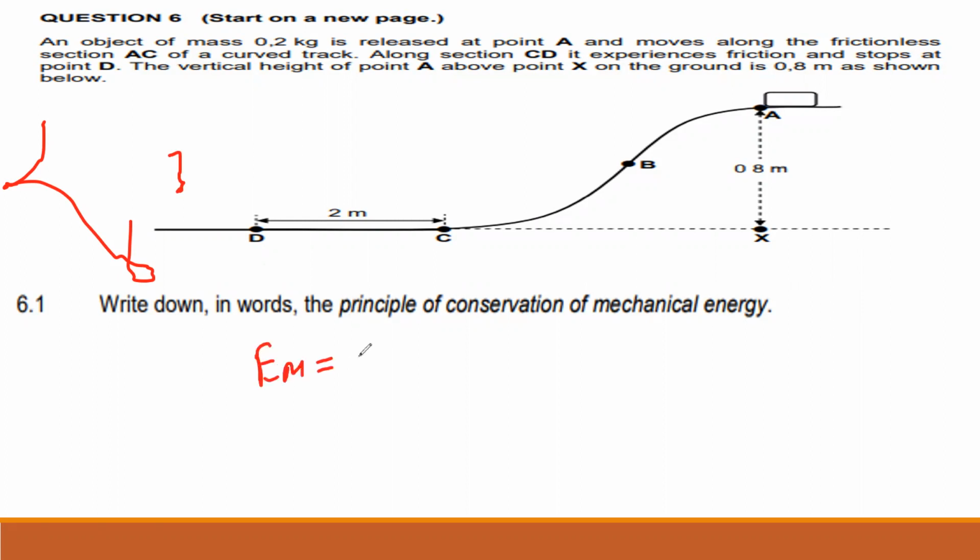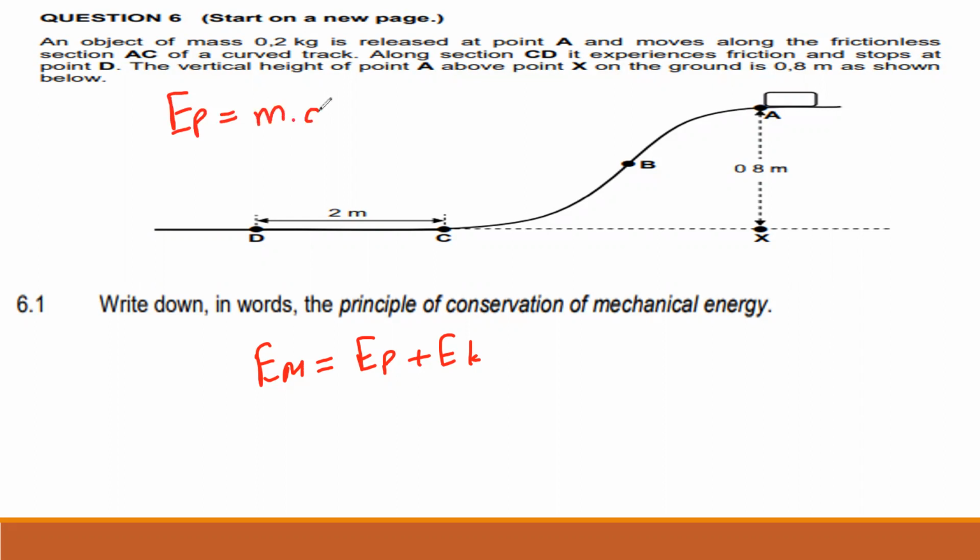EM equals EP plus EK. What is EP, people? EP is potential energy, stored energy, energy of position also we can say. The formula of EP is mgh. They don't ask you the formula for now, just let's explain and then we can answer 6.1. EP equals energy of position, mass times gravitational acceleration times height.